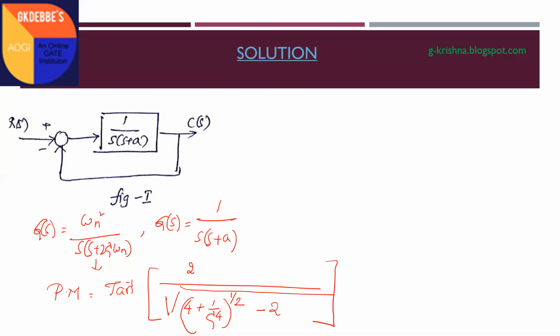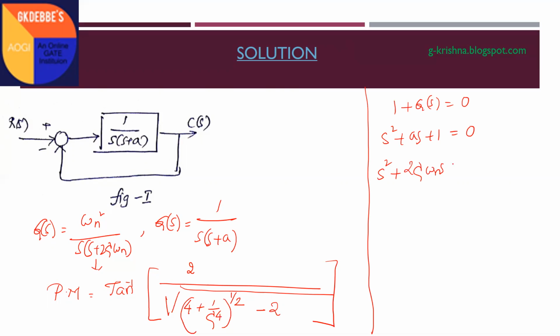The characteristic equation of the given figure 1 is 1 plus G of s equal to 0, which is s square plus as plus 1 equal to 0. Compare this with the standard second order system characteristic equation, and you get the damping ratio as a by 2. Substituting this, you get the phase margin, and we take this phase margin of the first system as phi 1.